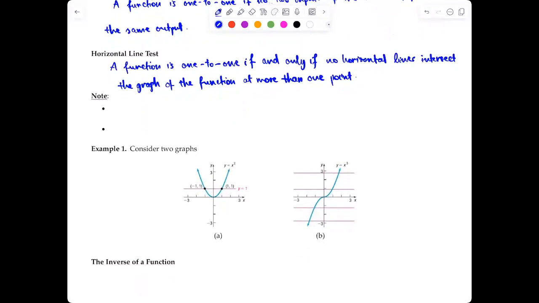I have two example graphs right here. They are both functions, right? We know that because when we apply the vertical line test, the vertical line intersects the graph at only one point. However, the first graph is not a one-to-one function because when you put in a horizontal line, it intersects the graph at 2 points. So it's not one-to-one. But in this case, this is a one-to-one function. No matter what horizontal line you put in, it always intersects the graph at only 1 point.